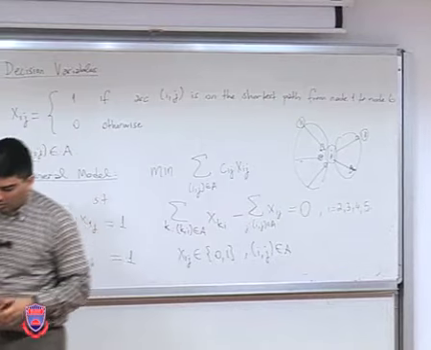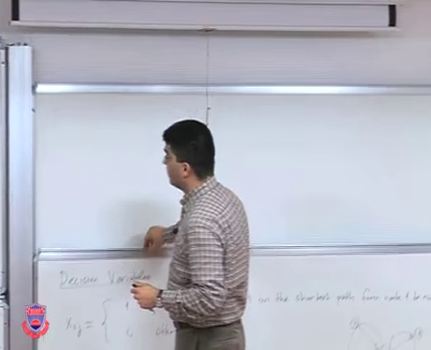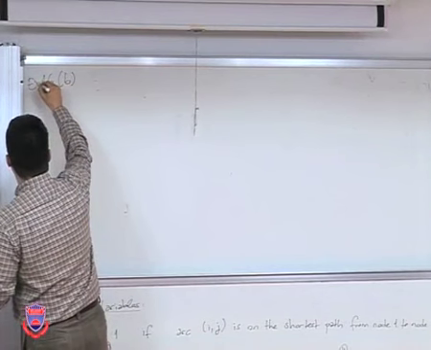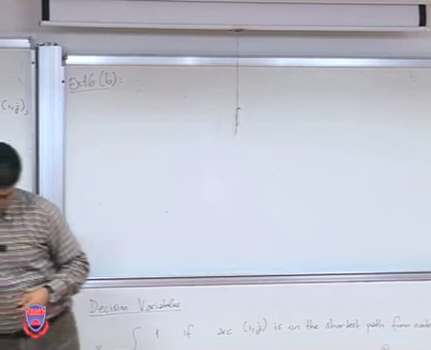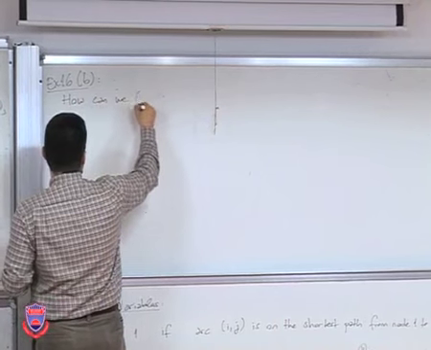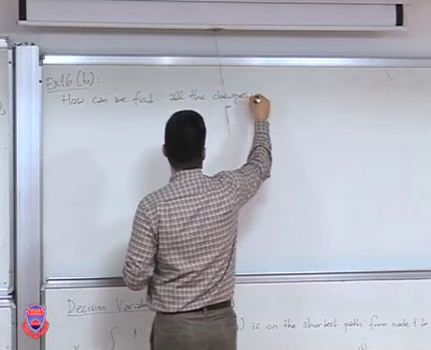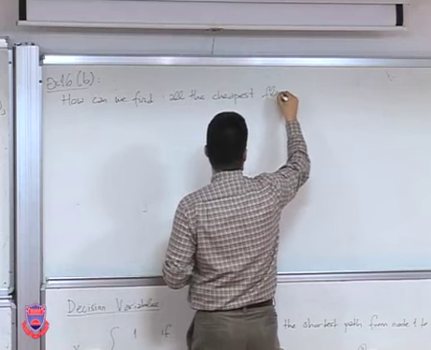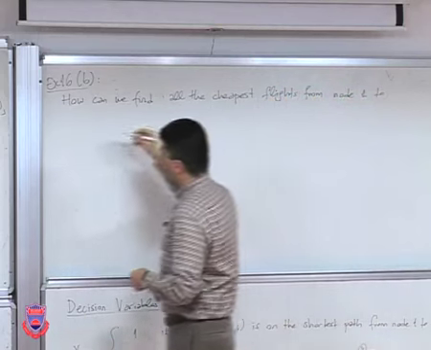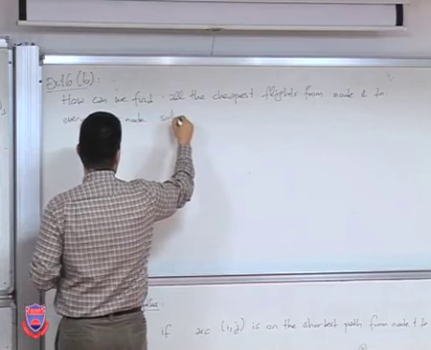So let me just tell you another version of this problem then. This is a slightly more general version of the problem. So this is 16b. So how can we find all the cheapest flights from node 1 to every other node, solving a single optimization problem.